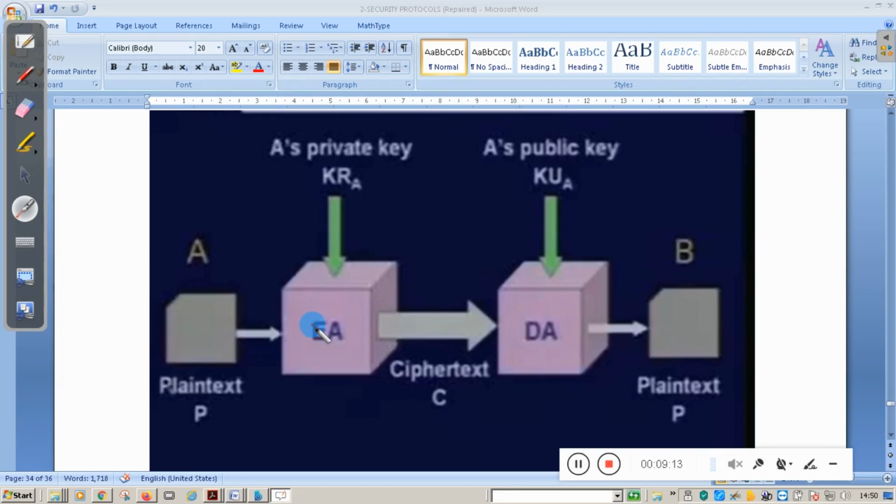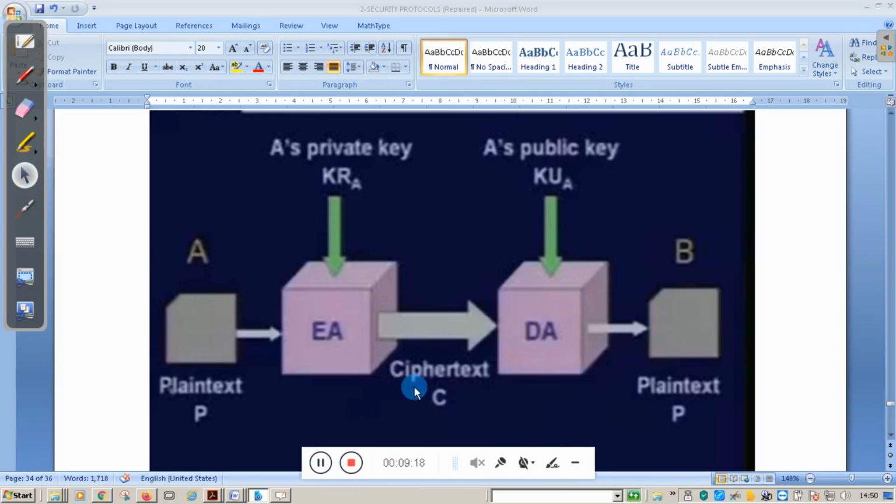For example, if this message is received by other users who have the public key of A, they can also decrypt the message. But the secrecy of the message is not important here. The authentication is important, so that B can confirm that the message has come from A only, because the message is decrypted by using A's public key. That will serve as the authentication purpose.